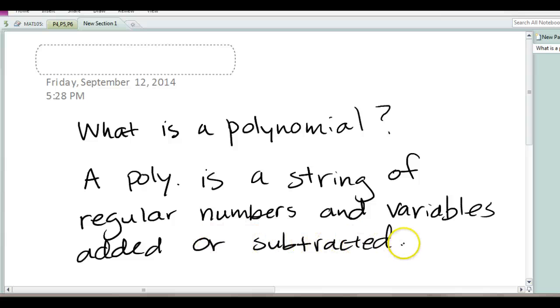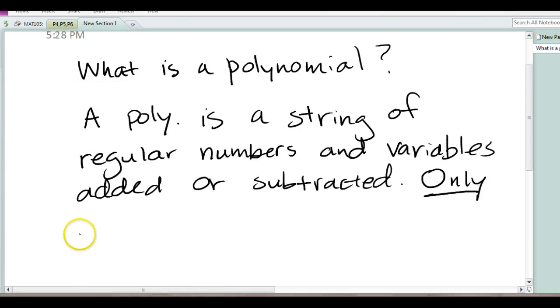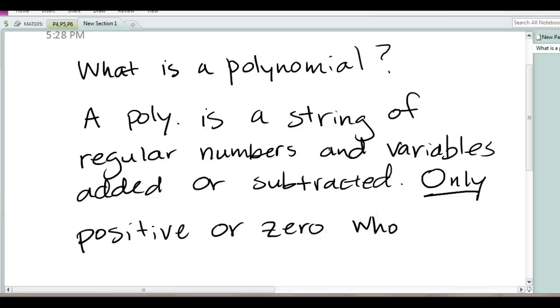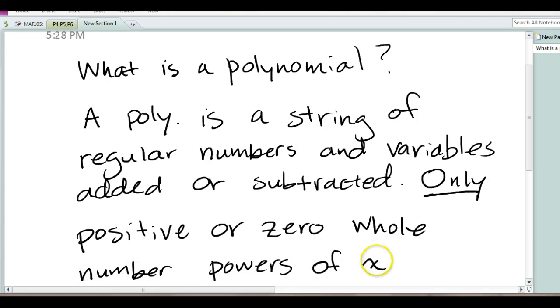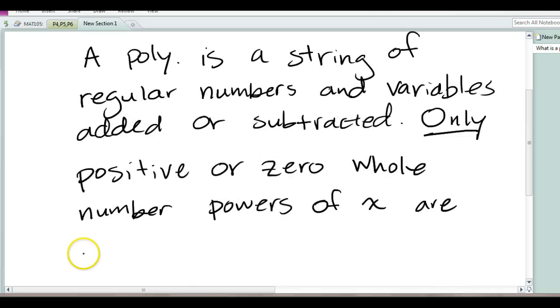And there's one important thing: only positive or zero whole number powers of the variable, I'll just call it x, are allowed. It could be a different letter, but when I say x, that's the most generic variable.